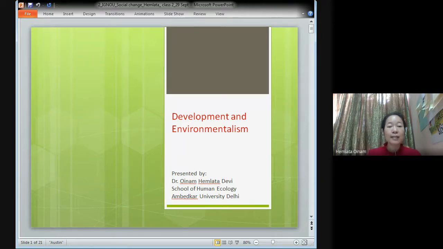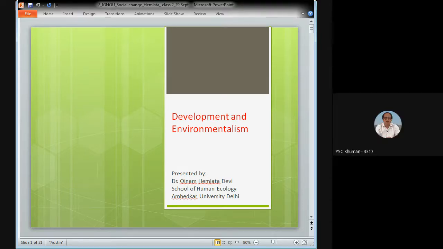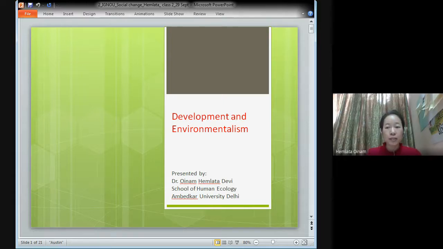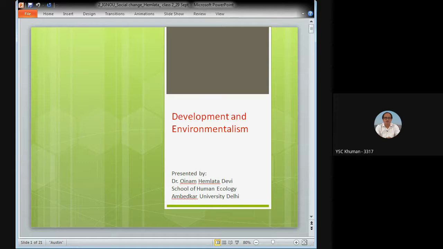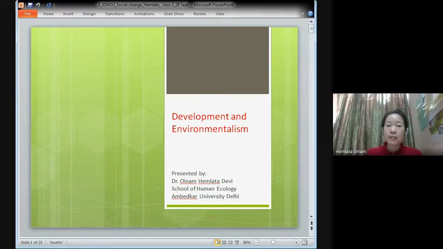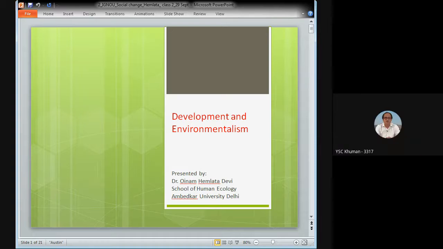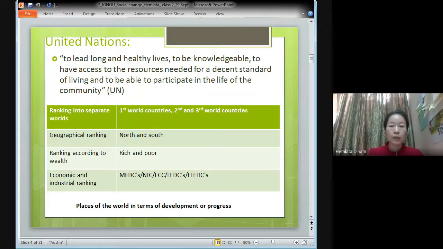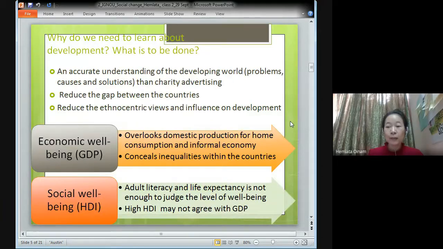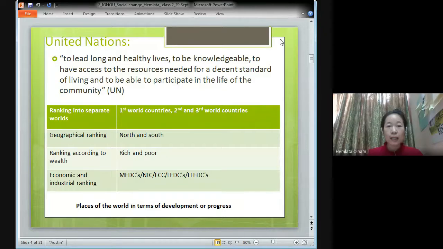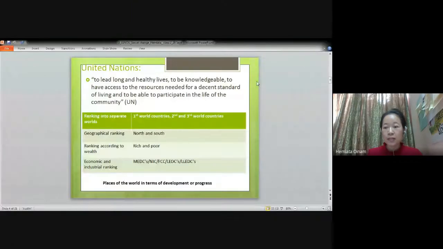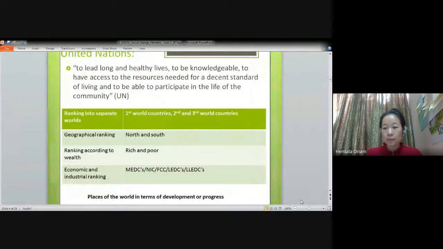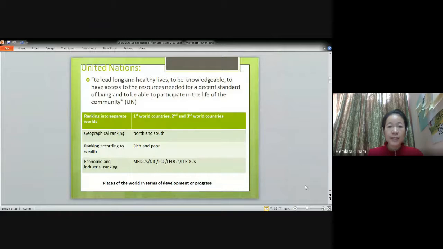Here, when we look at this, the world can be categorized or ranked into first, second and third world countries. Hemlata, the slide is not moving. Is it visible, this slide? It's not moving. Now it's moving. Is it visible? Yeah. And is it moving? Yeah, it's moving. Okay, then I think I should not go for a full slide. I'll just increase the size. Please tell me again, is it moving?